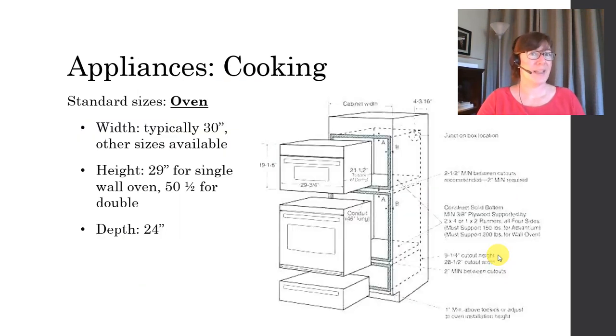Let's talk about some standard sizes, starting with an oven. The width is typically 30 inches. Other sizes are out there, so if you need to vary, then go ahead and take a look, but most of them are going to be 30 inches. A height is typically around 29 inches for a single wall oven, 50-ish inches for a double oven. And the depth, it's going to be your countertop or cabinet depth of 24 inches.